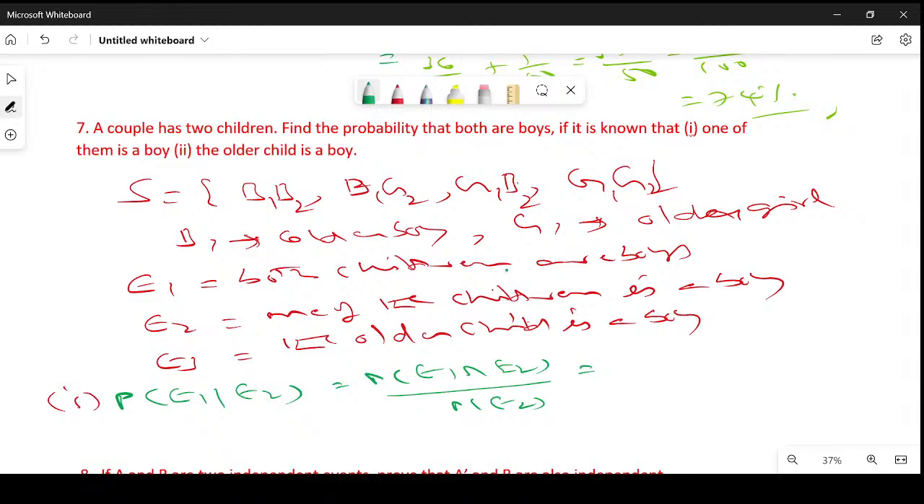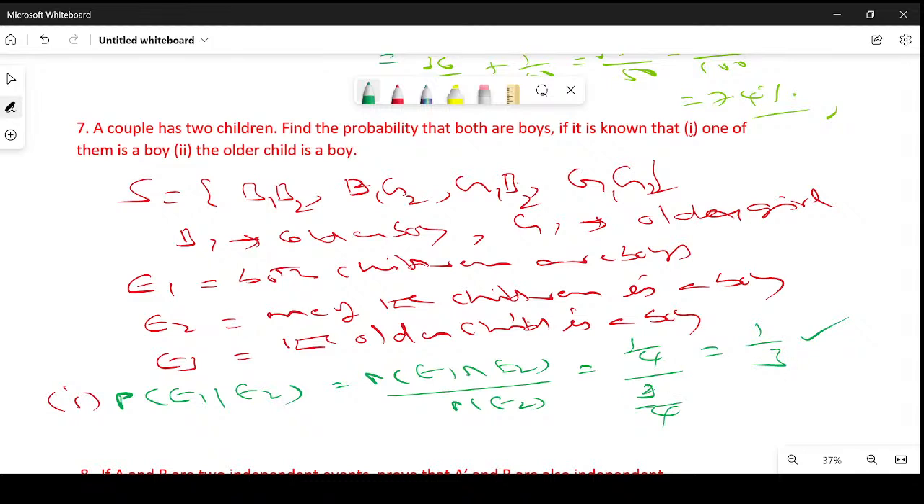You can check that P of E1 intersection E2 means both children are boys and one of the children is a boy. See, the possibility we have is only this one, out of 4 sample points. So the probability of E1 intersection E2 will be 1 by 4, by P of E2. What is E2 here? One of the children is a boy. That case we have three possibilities, so 3 by 4. So it will be 1 by 3.